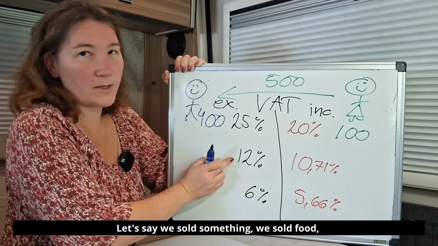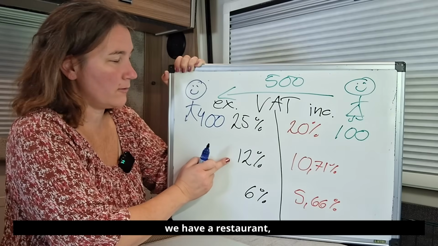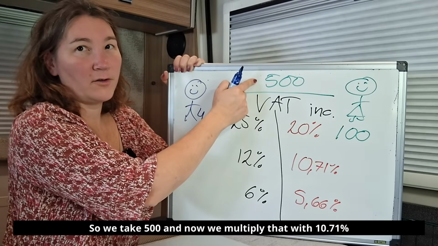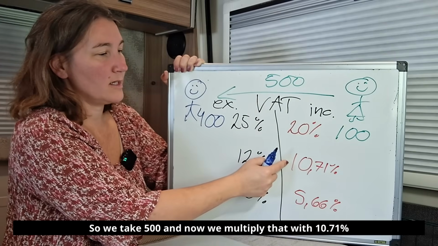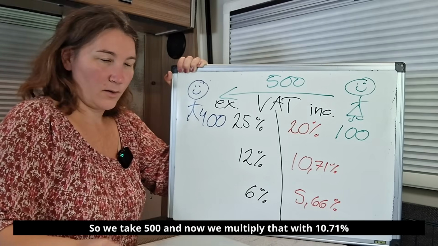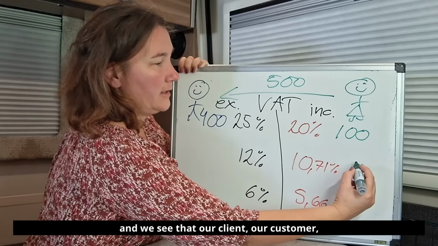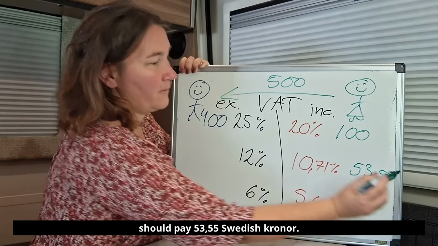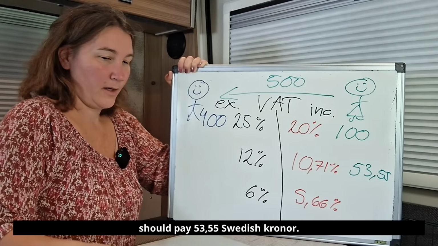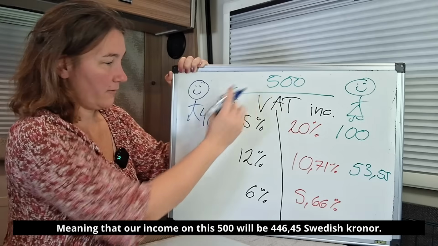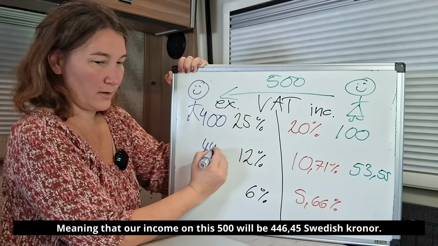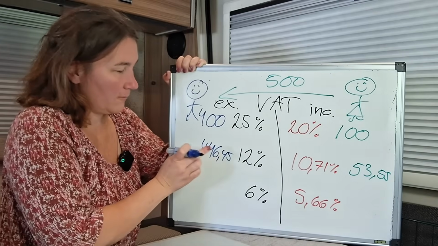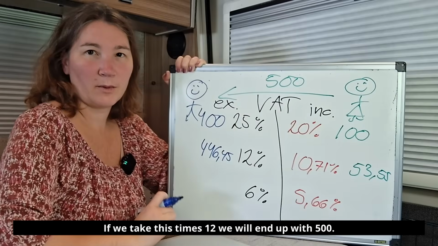So let's say we sold food, we have run a restaurant, we sold food with 12%. So we take 500 and now we multiply that with 10.71%, and we see that our customer should pay 53.55 Swedish kronor, meaning that our income on this 500 will be 446.45 Swedish kronor. If we take this times 12%, we will end up with 500.